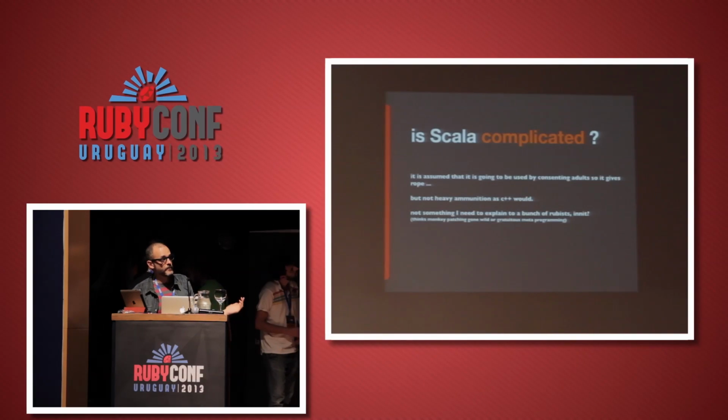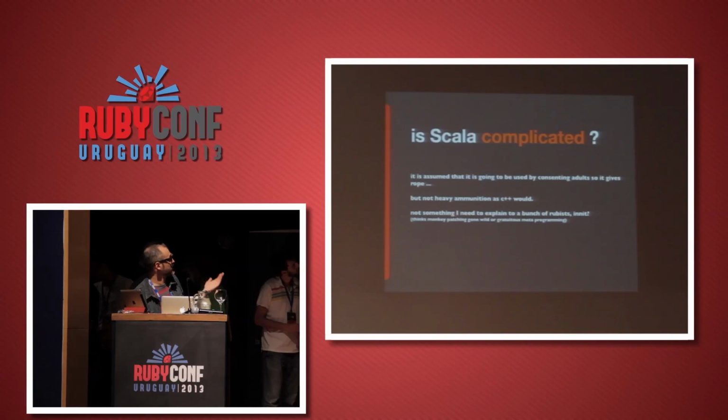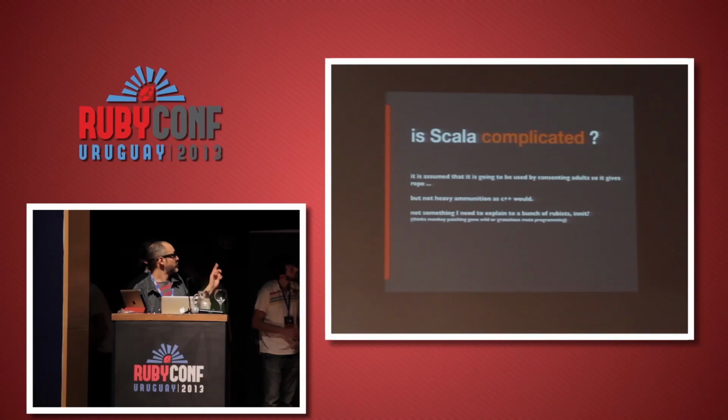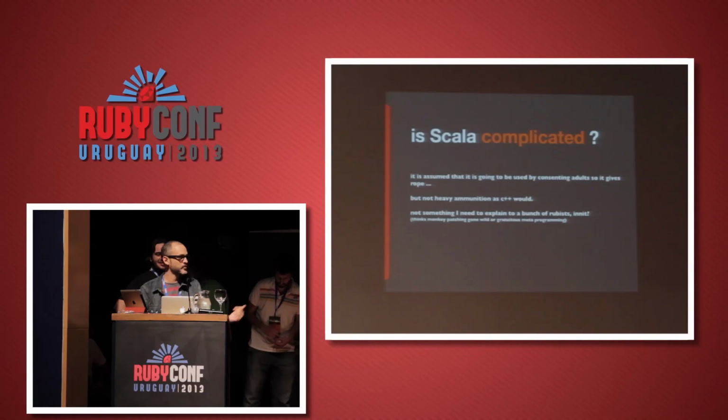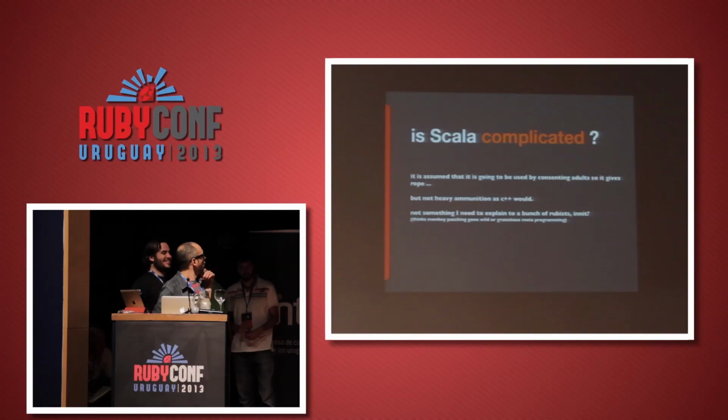The other reason why Scala is criticized is because apparently it's complicated. But you assume that developers are adults and they are aware of what they are doing, but not heavy ammunition. You don't run the risk of losing any limbs.